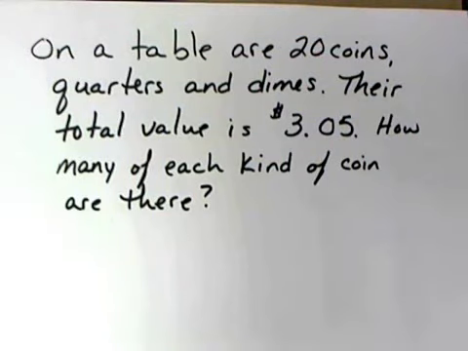Another common type of problem that they deal with in linear systems are problems dealing with coins. In this particular example, it says on the table there are 20 coins. They're made up of quarters and dimes. Their total value is $3.05. How many of each kind of coin are there?